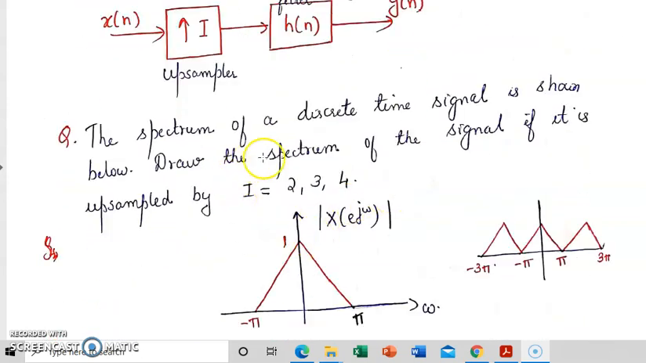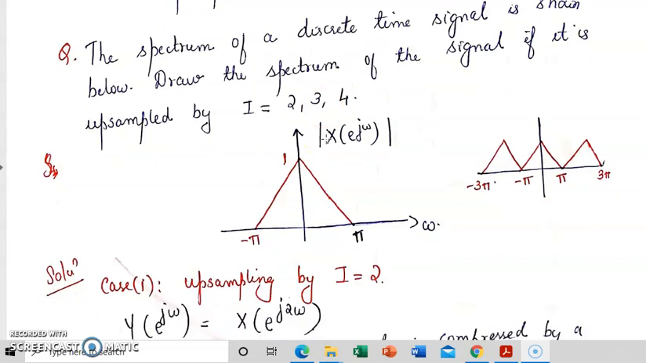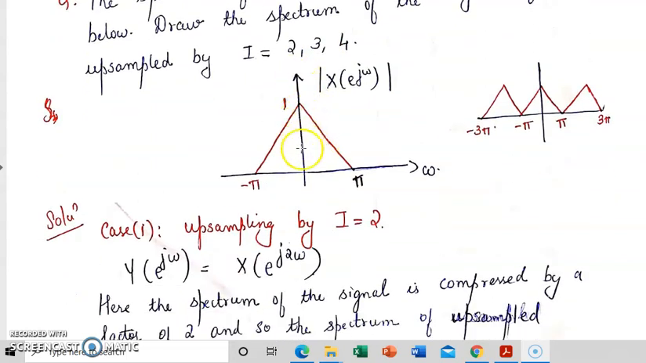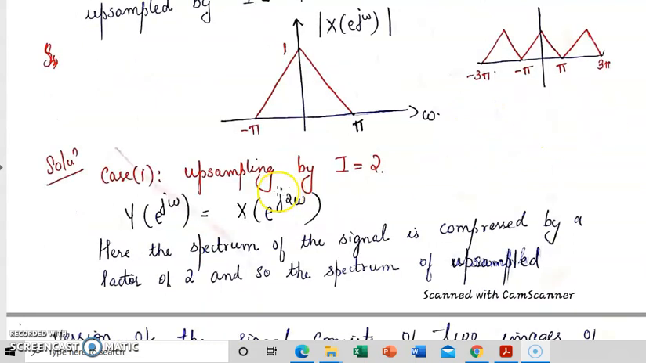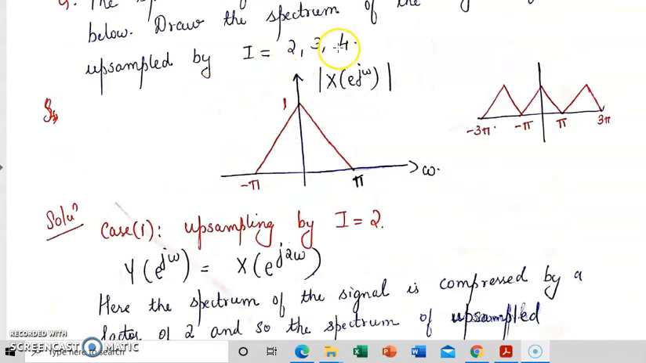We look at an example. The spectrum of a discrete time signal is shown below. Draw the spectrum of the signal if it is upsampled by I equal to 2, 3, 4. So this is the input signal x of e raised to j omega. We can extend this signal. Now, we have to draw the frequency spectrum for the upsampled signal, upsampling by I equal to 2, 3 and 4.